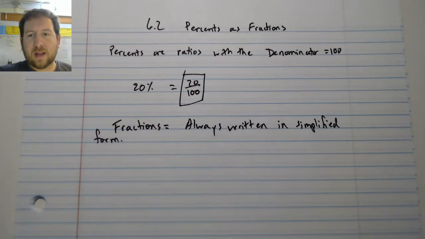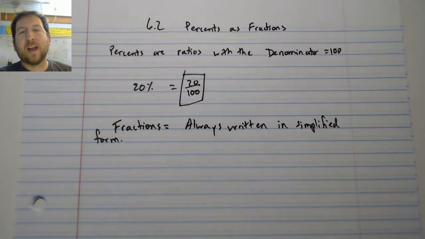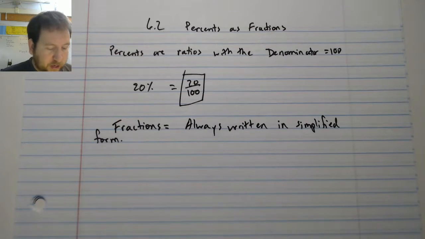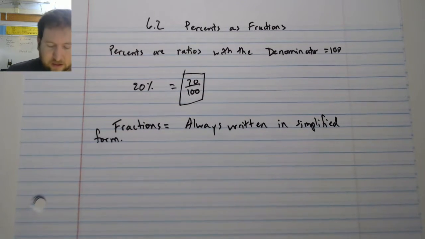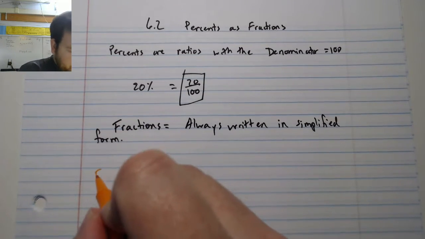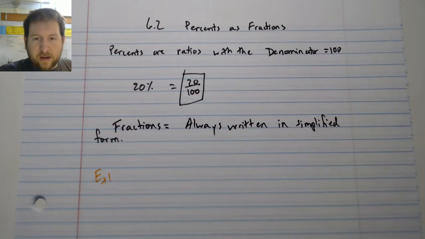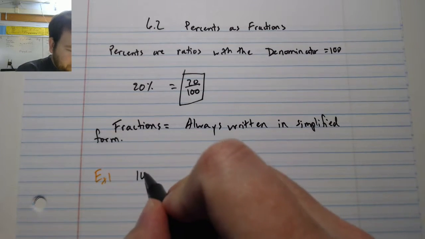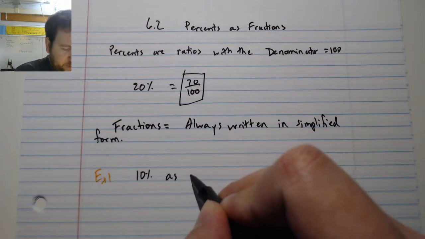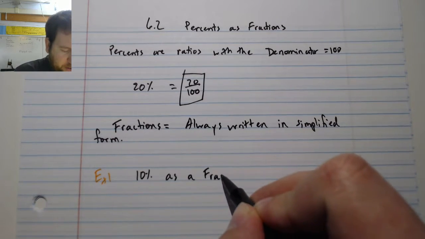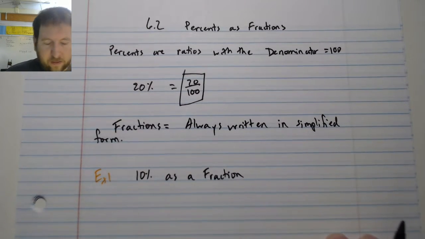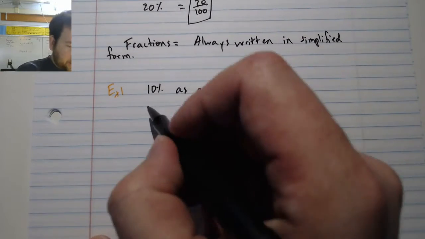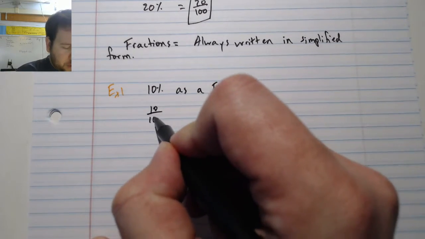So let's take a look at a couple of examples. And I want to show you my expectations for how we can do this. Okay, let's look at example 1. And we're going to write 10% as a fraction. Okay, so I know that I can write this like this, 10 over 100.